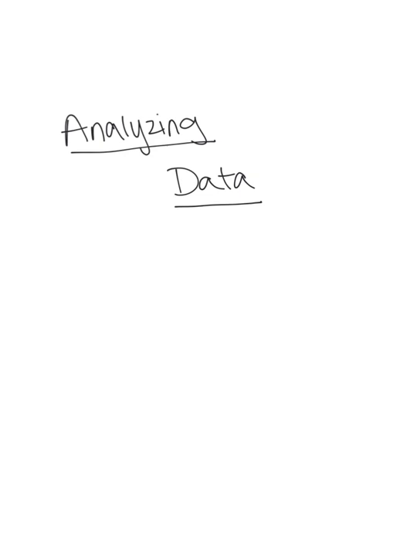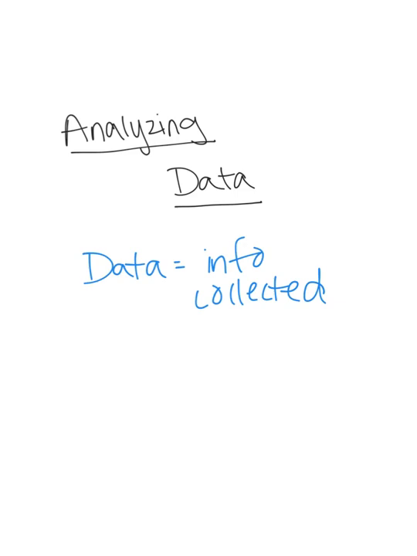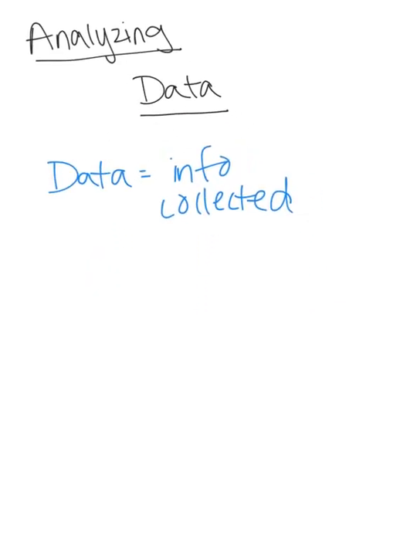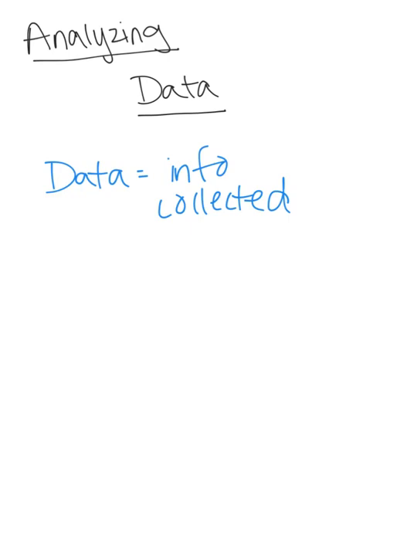So first off, our data is whatever we collect, info collected from either an experiment or a study or anything that we're doing related to what we're researching for science. Now we have all this data, but we need to know two things. We need to know the what, and we need to know the why.